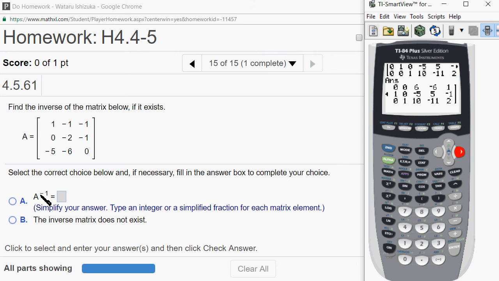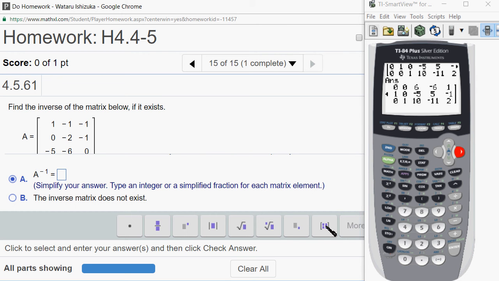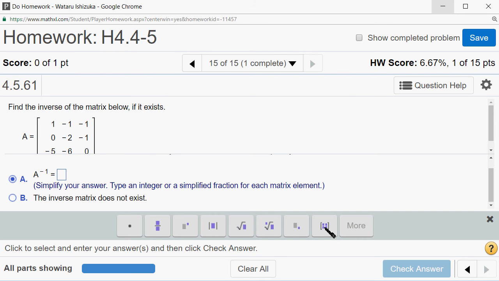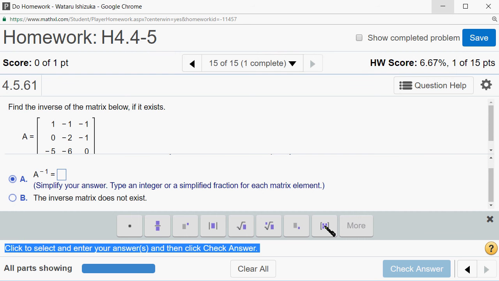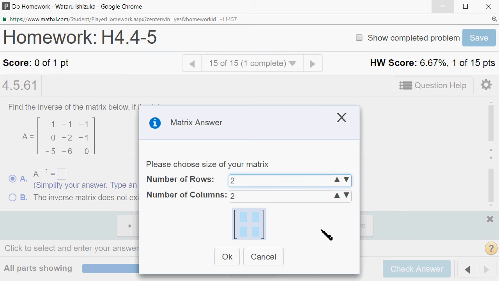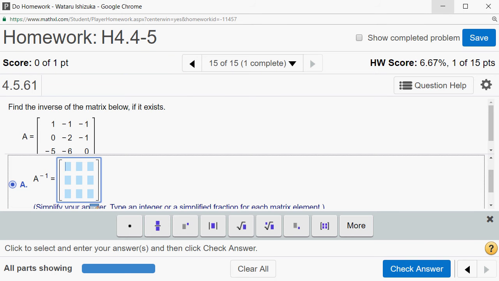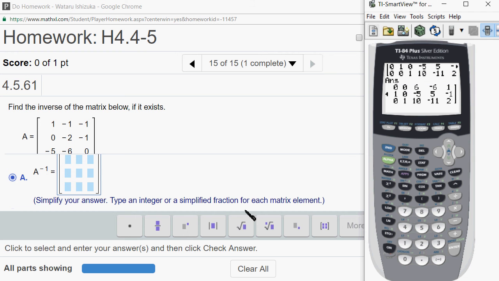Alright, so let's type it in. Alright, here we want to type in matrix. Alright, and let's see, I want to put that away first. Matrix. Let's see. Oh, actually here. I'm gonna put matrix. Yep. So we need a 3 by 3. So I'm gonna go up 3 by 3 and OK. All right. Then bring up the calculator so that I can see the answer.